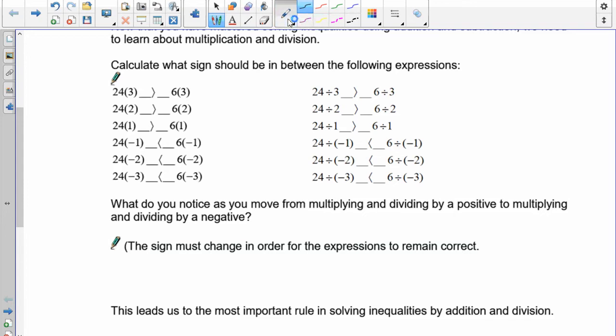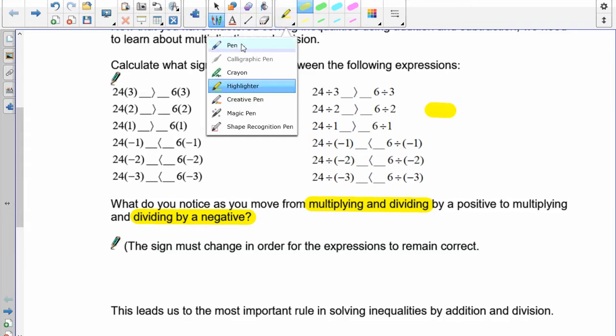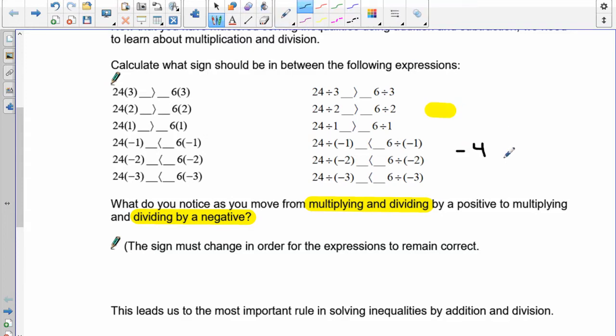Now this is the part where it becomes really important for you to understand. You must be multiplying or dividing by a negative in order to change. It won't change if you're not multiplying. For example, if you had negative 4 times negative 6, that is multiplying by a negative. That means it's got to change.